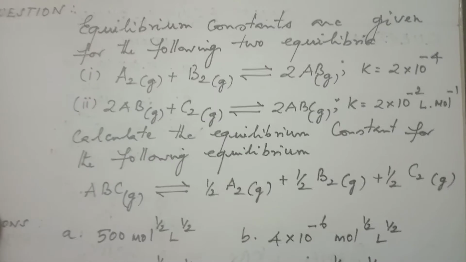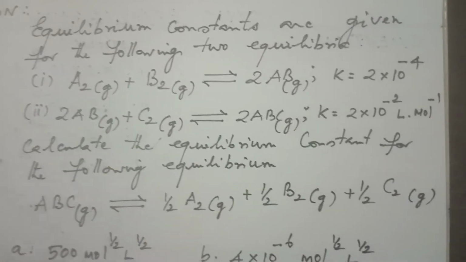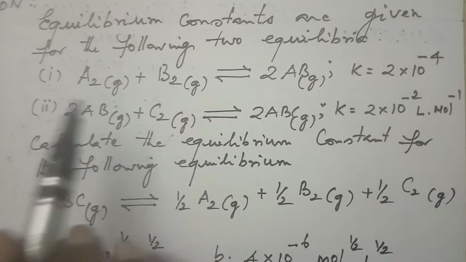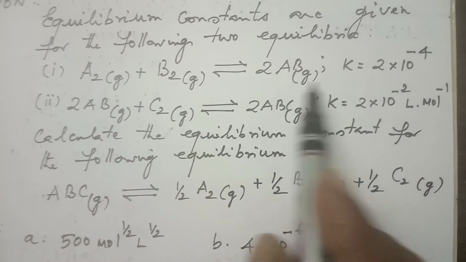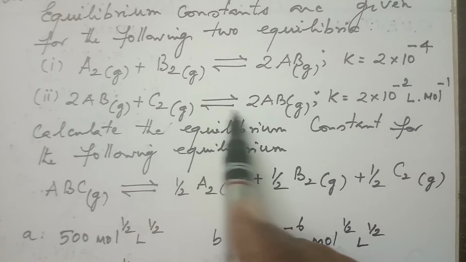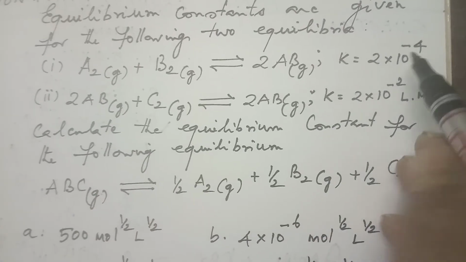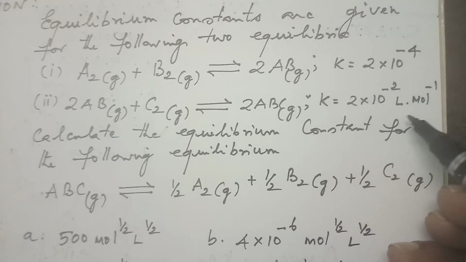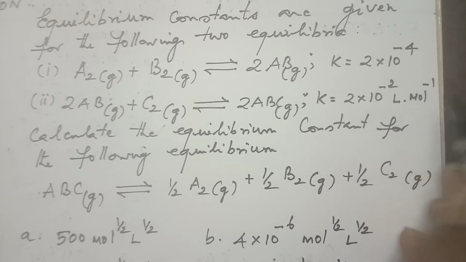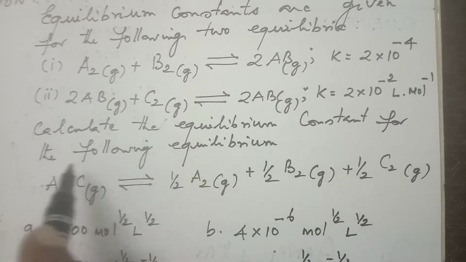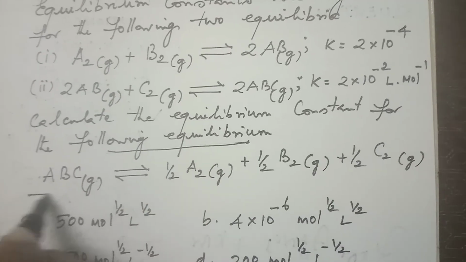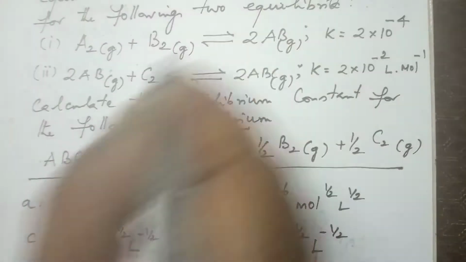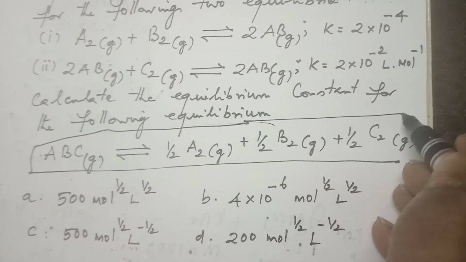Okay, ma'am. Now this is a simple equilibrium. Equilibrium constants are given for the following two equilibria: A2 plus B2 gives some product, and then AB gives something else. For each one, the equilibrium constant is given with its corresponding unit. Calculate the equilibrium constant for the following equilibrium. So you have to develop this equilibrium from the given equilibria.